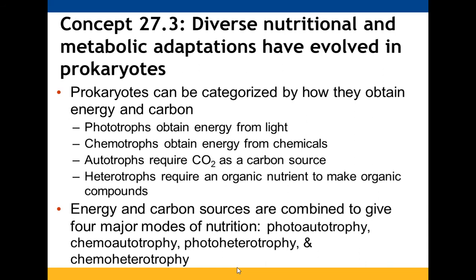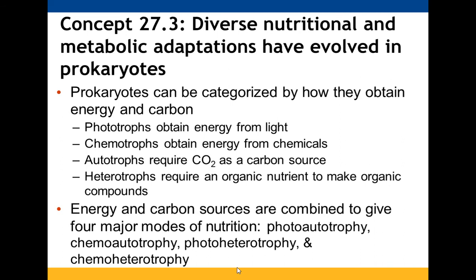Prokaryotes are categorized in many different ways, and we're going to talk about these as well with the other clades and phyla that you're going to be exploring. They can get their energy from light when they're phototrophs. They can get their energy from chemicals when they're chemotrophs.